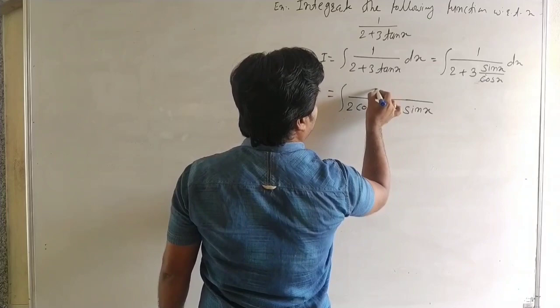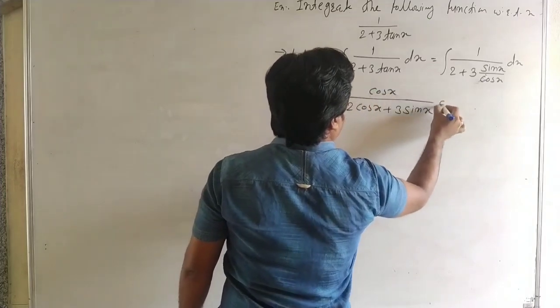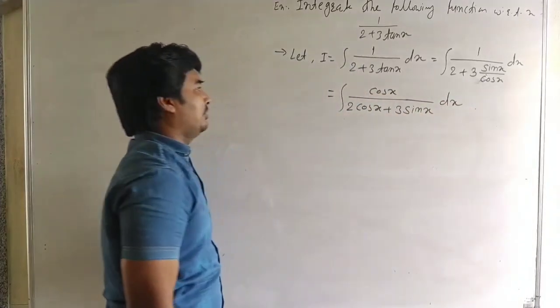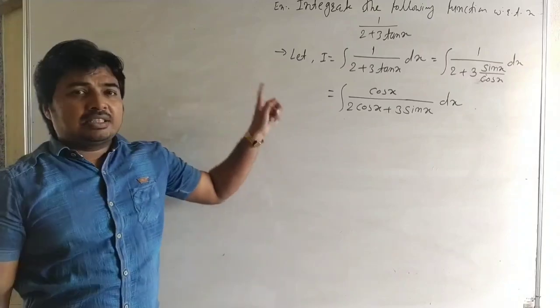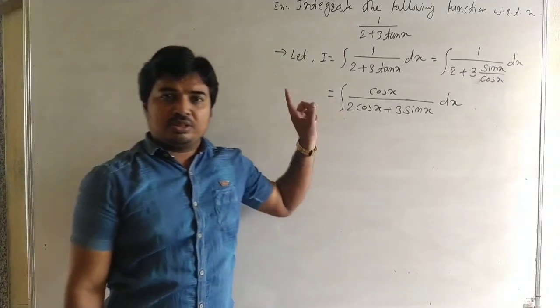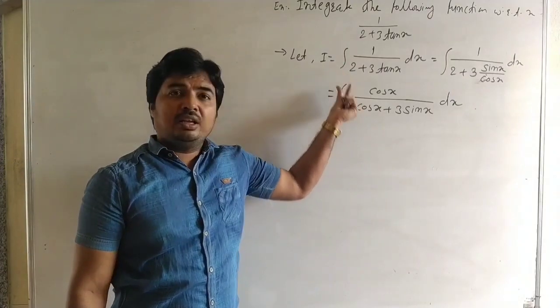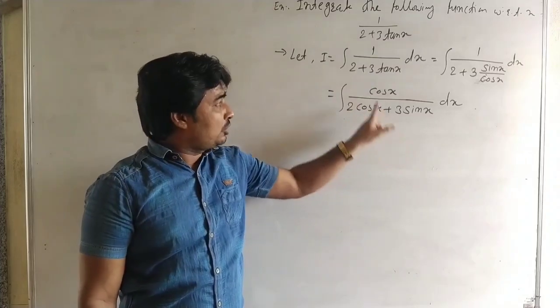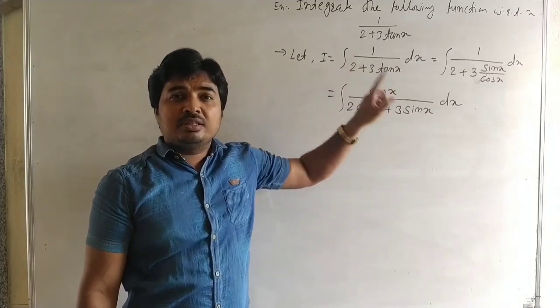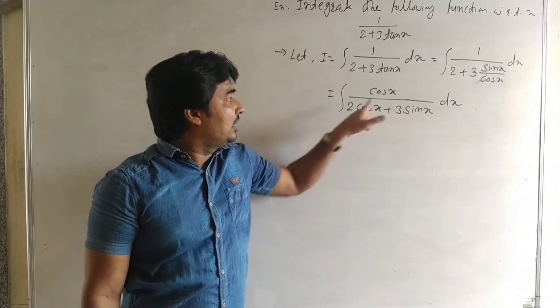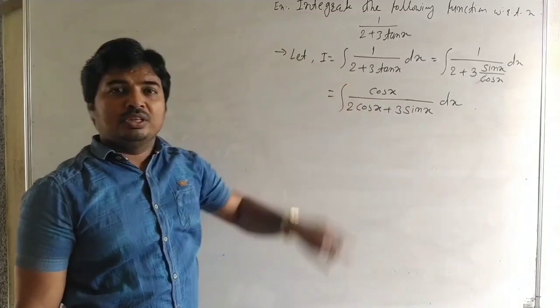We can write here it is cos x upon (2 cos x plus 3 sin x) dx, and now it is the type (a sin x plus b cos x) upon (c sin x plus d cos x). A sin x, the value of a is 0, b cos x, the value of b is 1, c sin x, the value of c is 3, and d cos x, the value of d is 2.